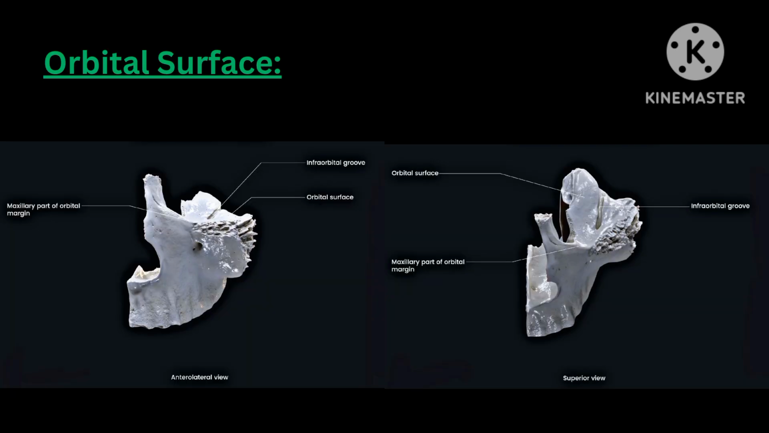The orbital surface of the body of the maxilla forms most of the floor of the orbit and features the infraorbital groove leading into the infraorbital canal. This canal ends with an opening on the anterior surface of the maxilla and serves as the passage for the infraorbital nerve and blood vessels, as mentioned before.